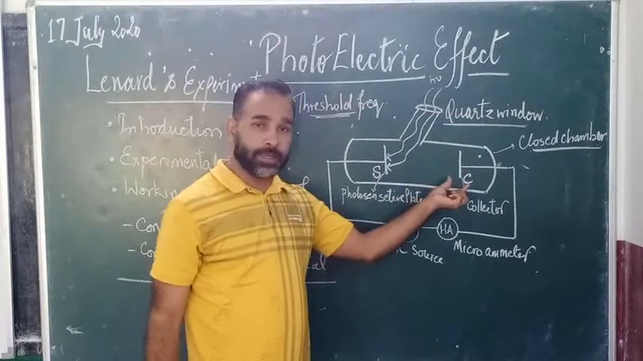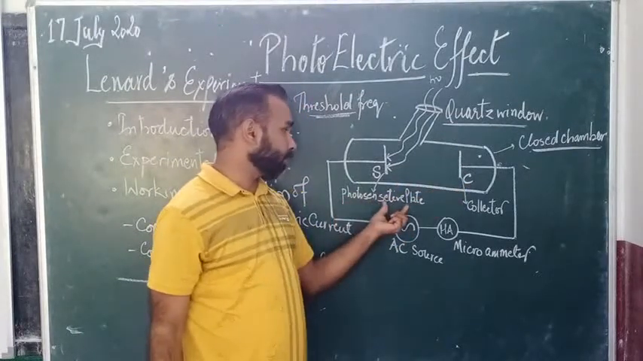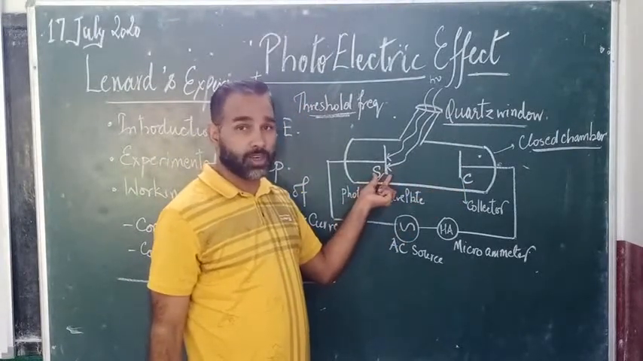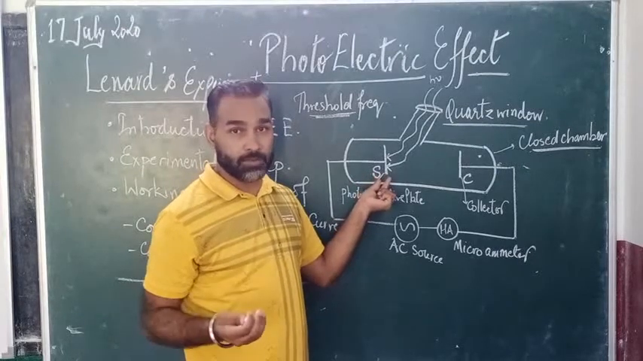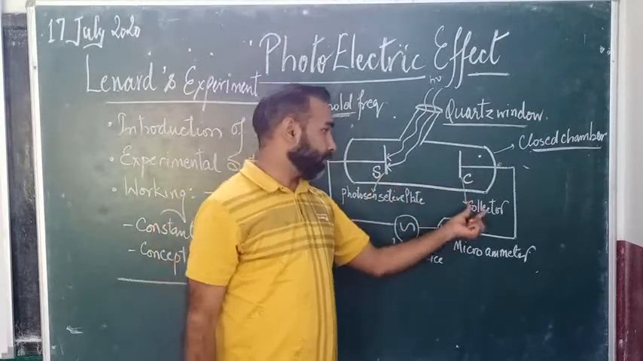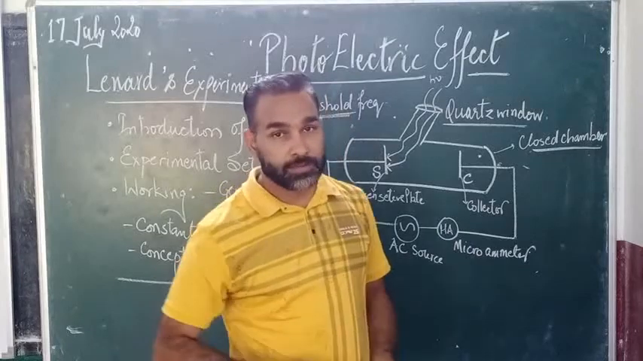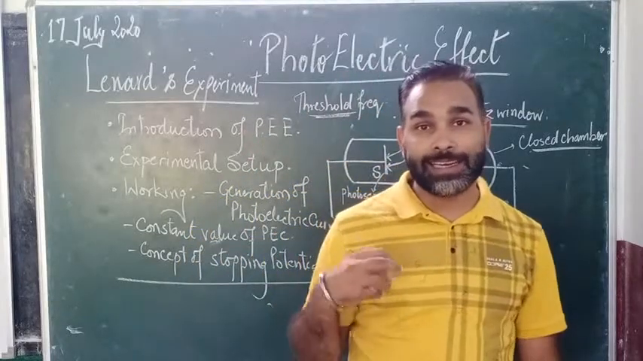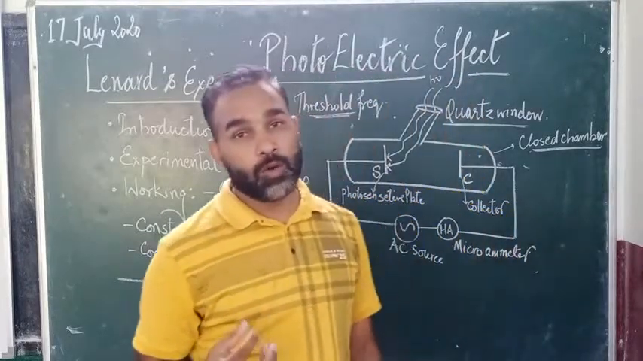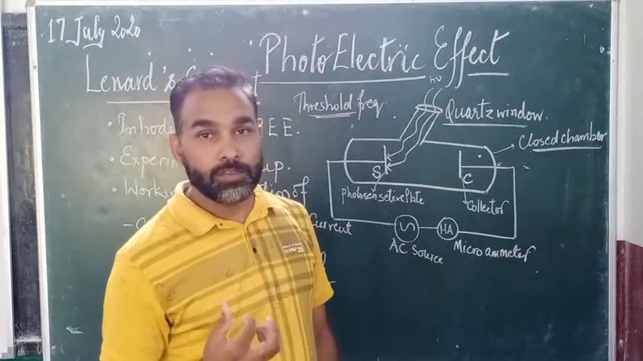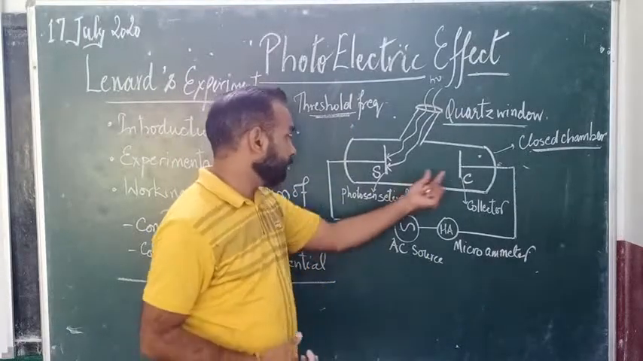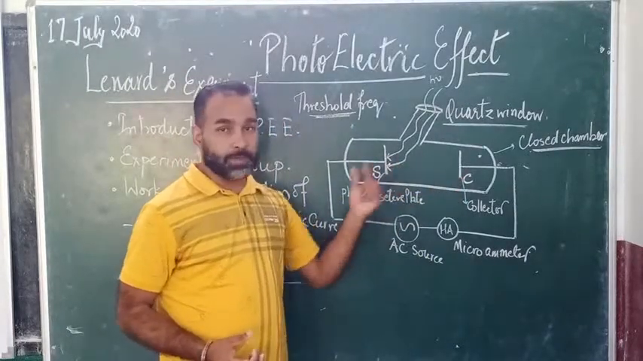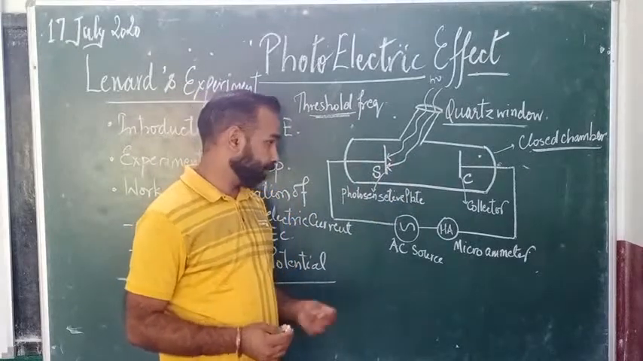Now he took two plates. One was a photosensitive plate, denoted as S for sensitive, and one is C for collector plate. The work of the collector plate is to collect the electrons which are emitted out of the sensitive plate. So it collects the electrons which are emitted from the surface.